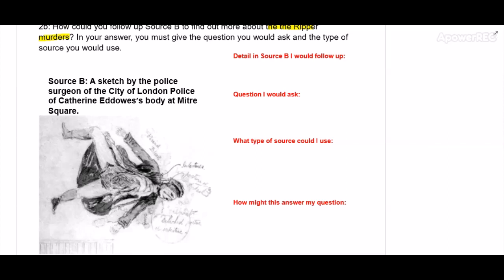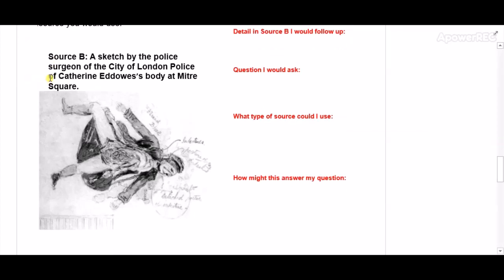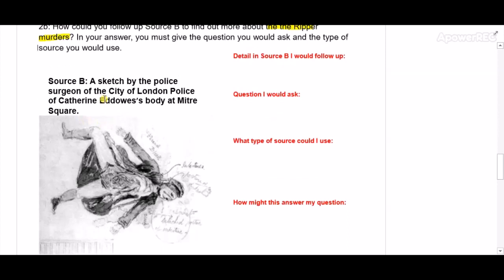So we've got a sketch by the police surgeon of the City of London Police of Catherine Eddowes' body at Mitre Square. Quite a lot of detail there, but simply this is a sketch of one of the victims of Jack the Ripper. Now, you would have obviously already talked about how this source is useful and how this matches your knowledge in the previous question, but all we need to simply do now is find a detail in the source that will allow us to learn more about the Ripper murders.